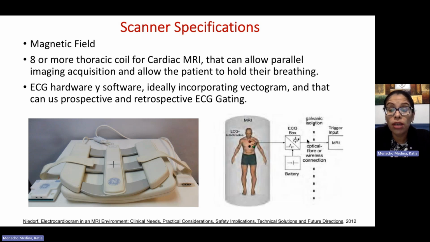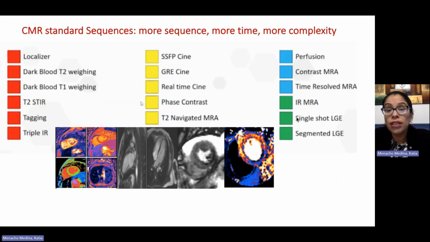It's important to consider the correct hardware and software, and if we need to use ECG, electrocardiogram, ideally if this ECG is also providing a vectogram, and can help us do prospective and retrospective ECG gating. This is very important if we face patients with arrhythmia or breath-holding problems: we can use this ECG and adapt the acquisition of the CMR sequences in accordance with the patient's ECG triggering.